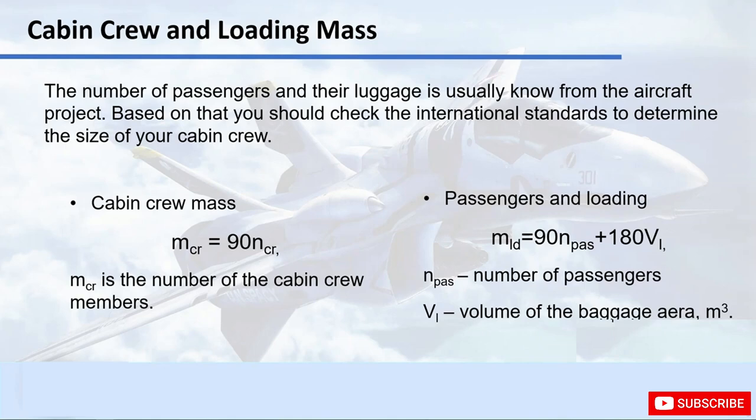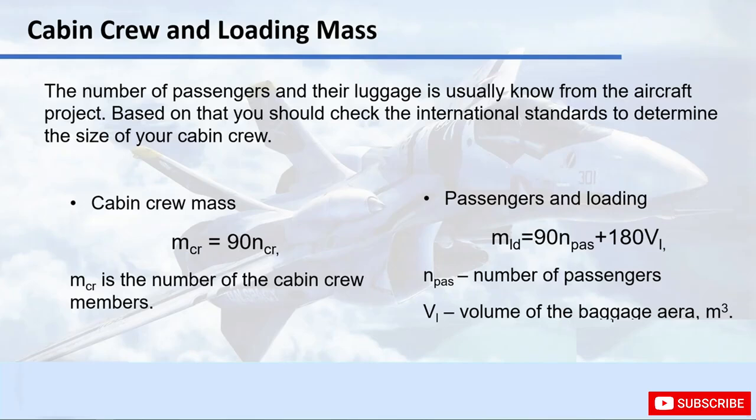So our crew will be built from two pilots and one flight attendant. Then let's talk about the passengers. We know that our aircraft should have a maximum of 12 passengers, and this is how we're estimating their weight. We usually assume that every passenger is about 90 kilograms, which is an overestimation of the weight, but it is better to have overestimation than underestimation.